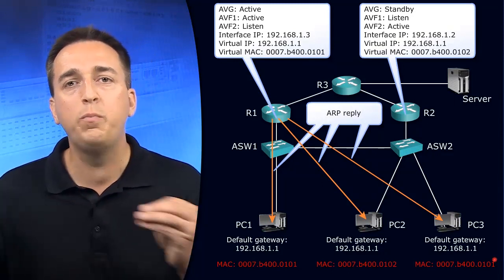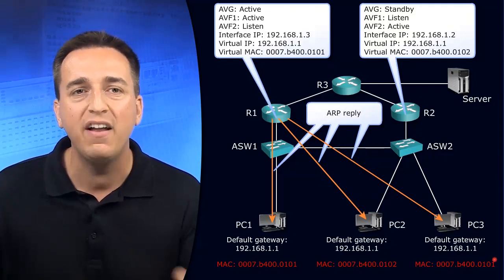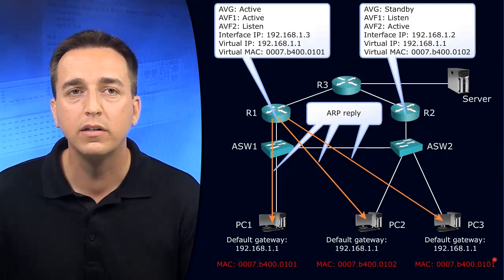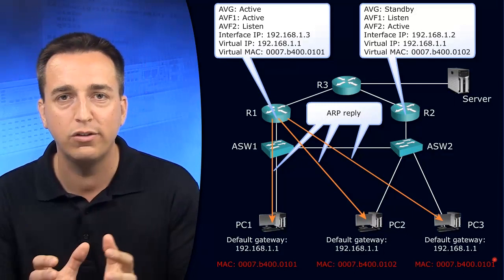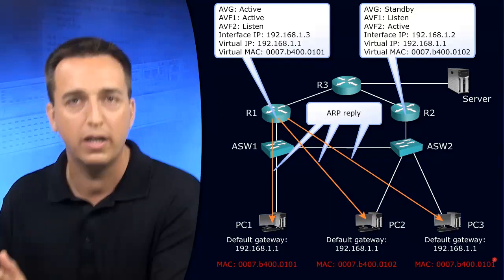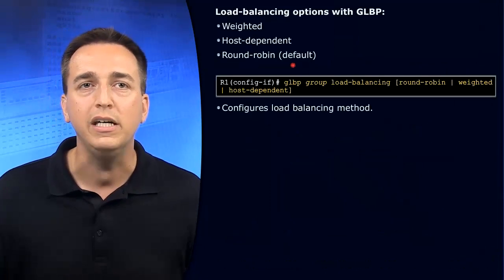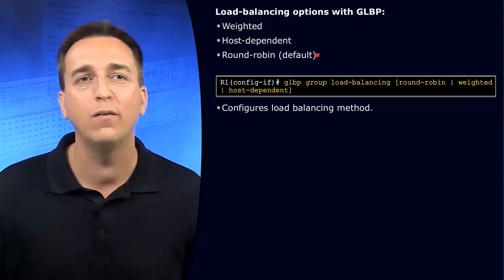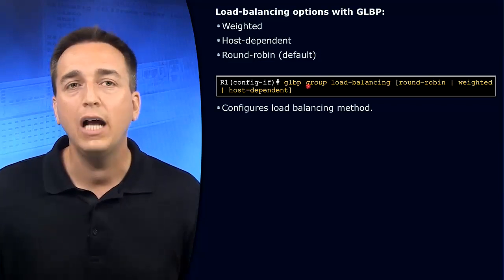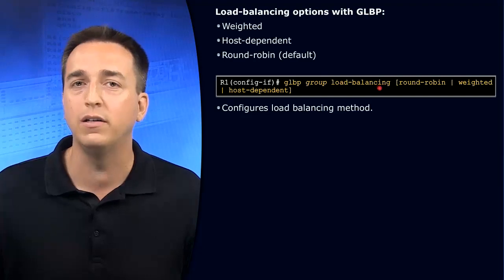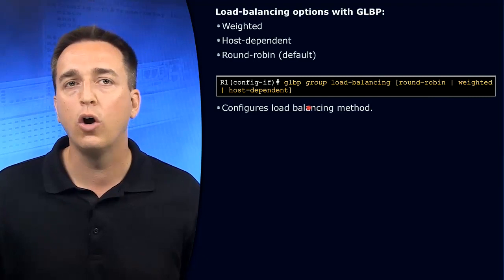Well, the load balancing is being done in a round-robin fashion, and this is by default. So R1 is just going to give out 01, and then the next ARP request is 02, the next one 01, the next one 02, and so on and so forth. So this is the round-robin style of load balancing. However, you can change it with the GLBP group number load balancing command. You can specify round robin, which is the default, weighted, or host dependent.